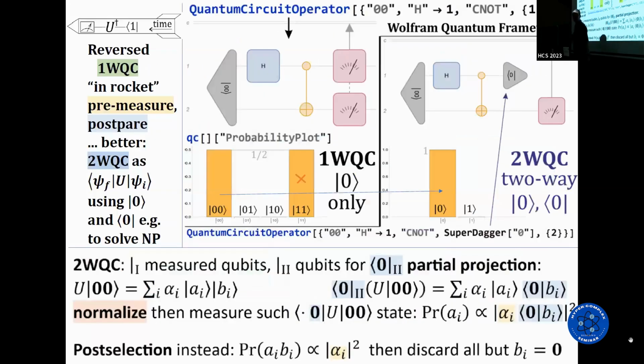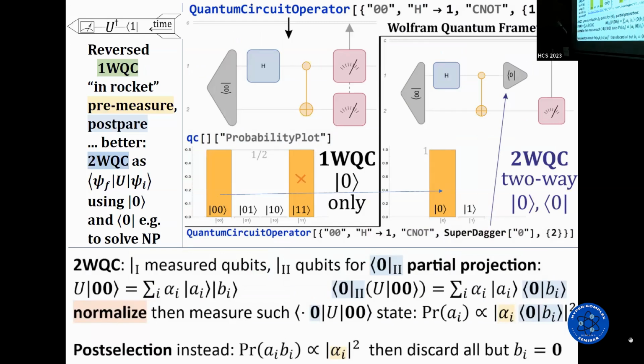Okay, so having this reversed rocket, it would have this pre-measurement and post-preparation. That would still be only as powerful as one quantum computer, this reversed quantum computer. To get something more powerful, we need two-way quantum computers, where we have both state preparation and post-preparation, so we can affect both the initial and final states.